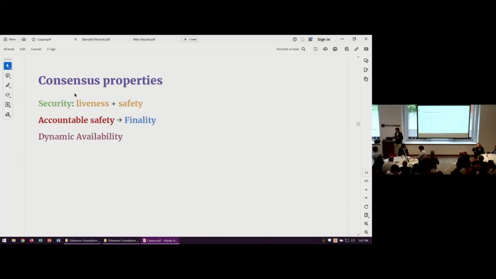But yeah, it's a long list of trade-offs essentially. I guess the summary here is liveness, safety, accountable safety implying finality, plus some dynamic availability. That's Ethereum in a nutshell.